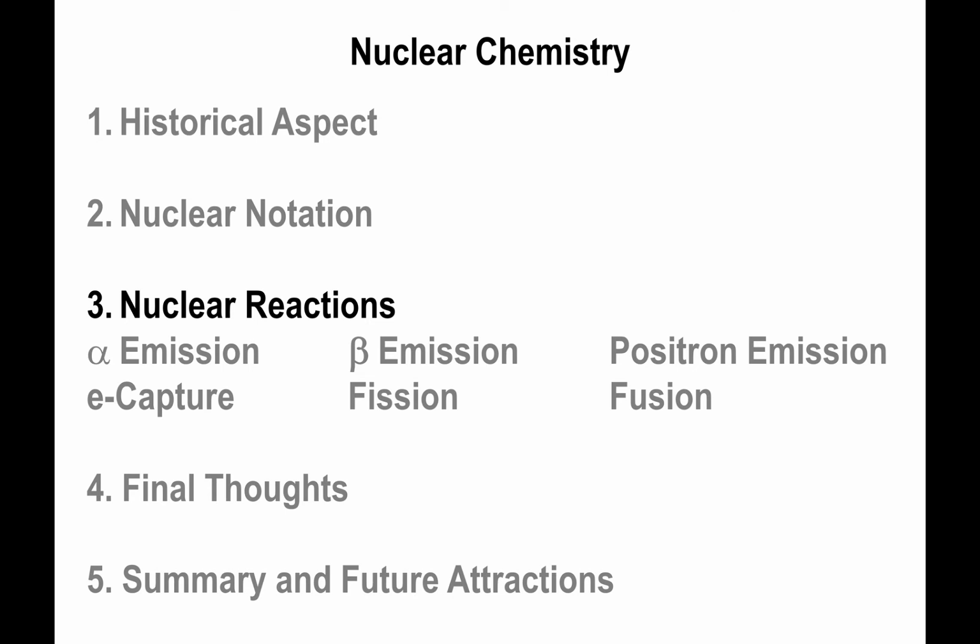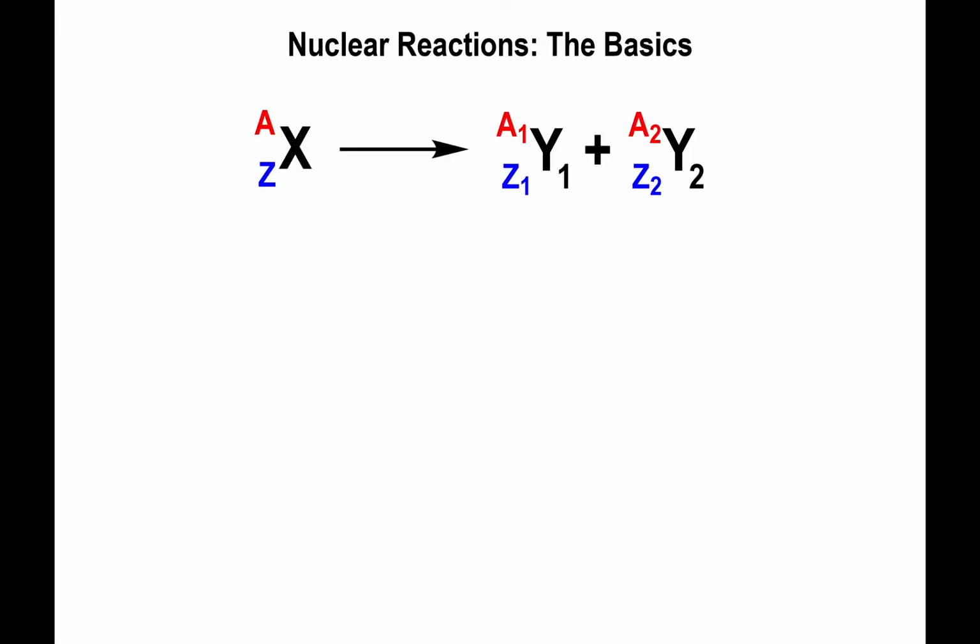Alright, let's talk about nuclear reactions and how we go about balancing specifically nuclear reactions. The way this ultimately works out is that you start with an element, specifically an isotope, and that isotope either reacts with another particle or it itself decays into other particles.